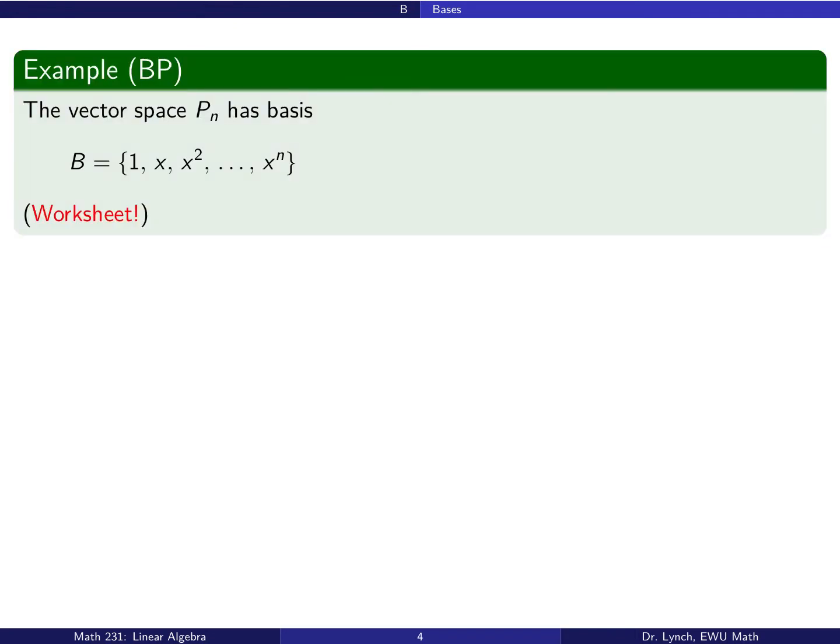As an example, I'll have you work out on the worksheet that the vector space Pn has a basis 1, x, x squared, all the way out to x^n. So again, this takes 2 steps. And again, those 2 steps are to show that B is linearly independent in Pn and that B is a spanning set for Pn. So I'll let you work that out on the worksheet.